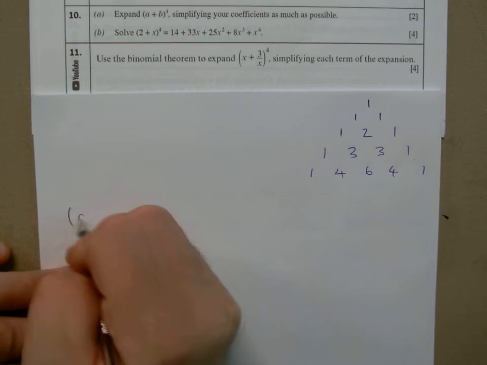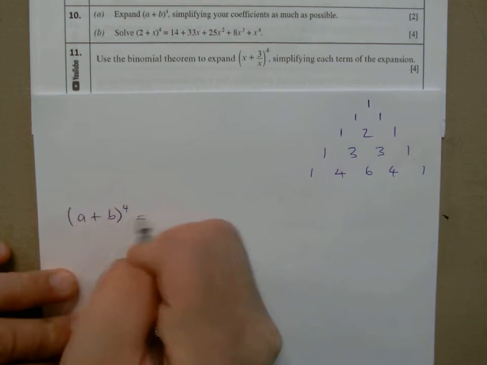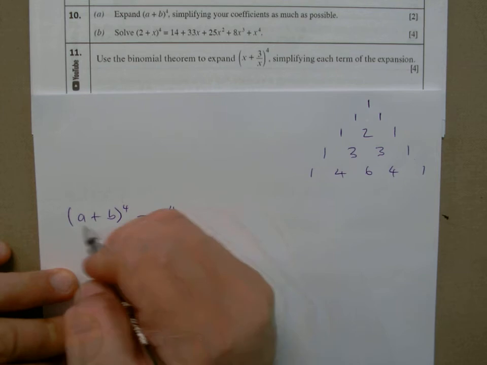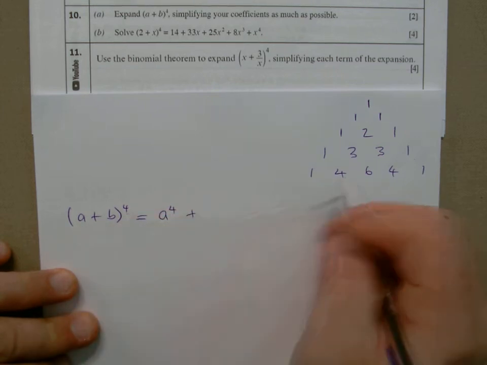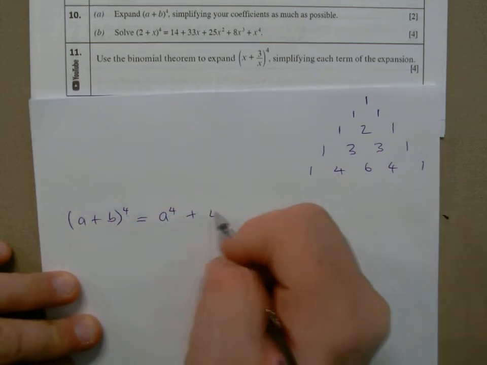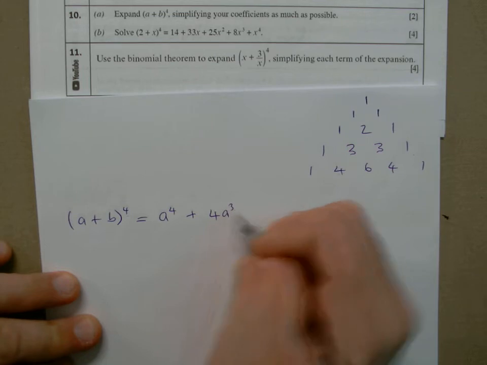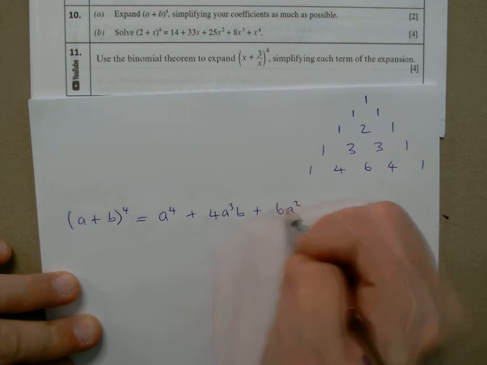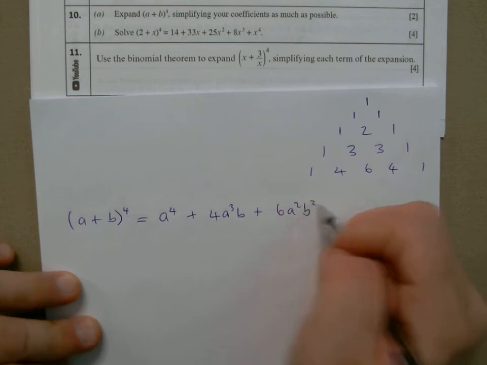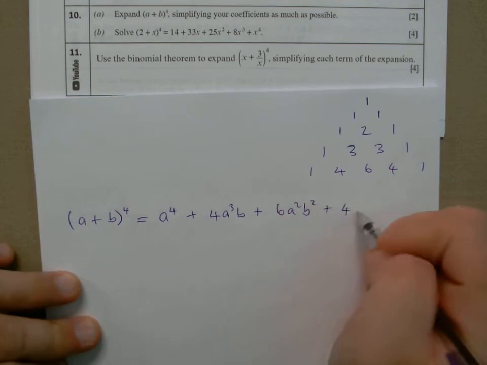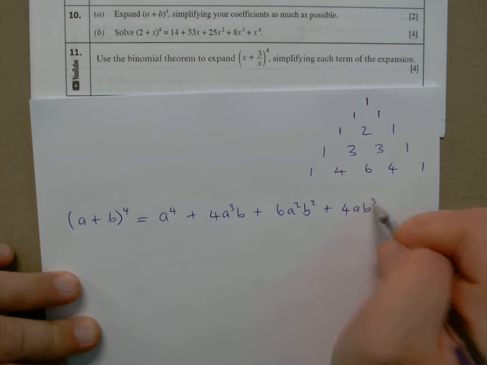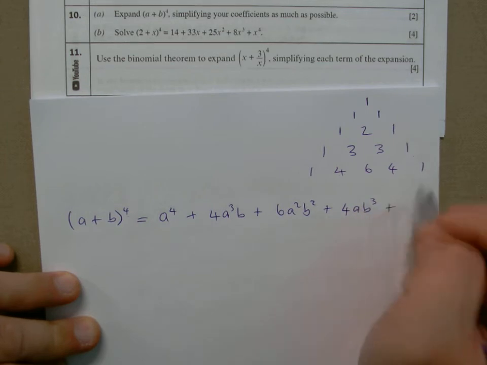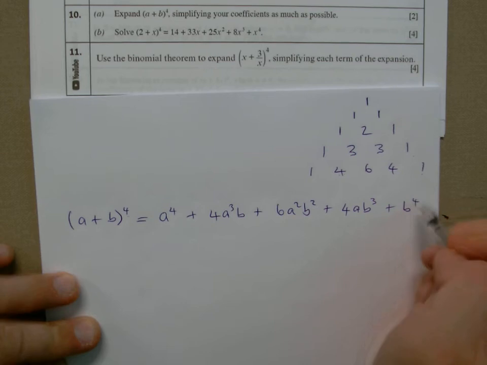So the general formula we need, a plus b to the power 4, okay, so it'll be a to the power 4, plus then the second coefficient there is 4, a cubed, so we reduce the powers of a and then b, plus then the next coefficient is 6, a squared, we continue reducing the a's and increasing the b's, plus then 4, a and b cubed, okay, so reducing the a's, increasing the b's, final coefficient is 1, b to the power 4.